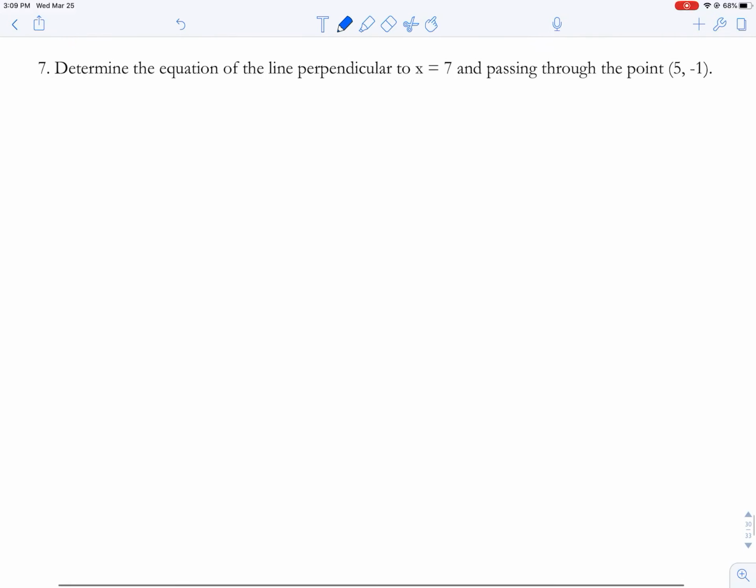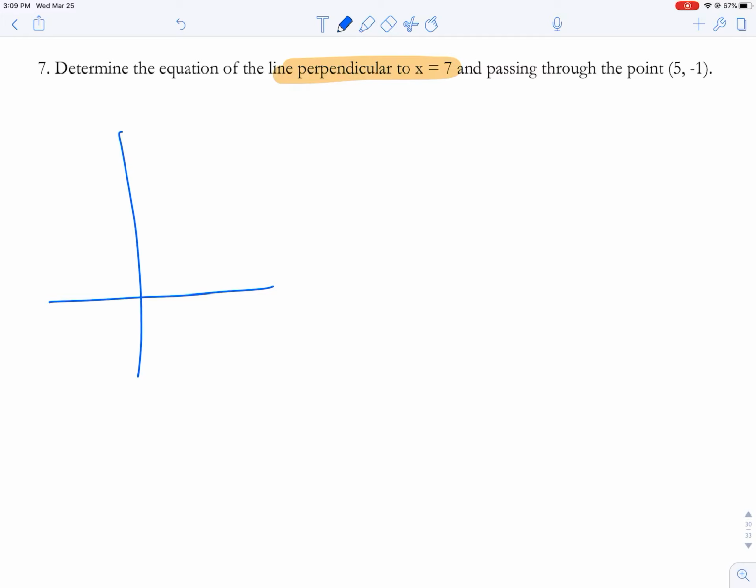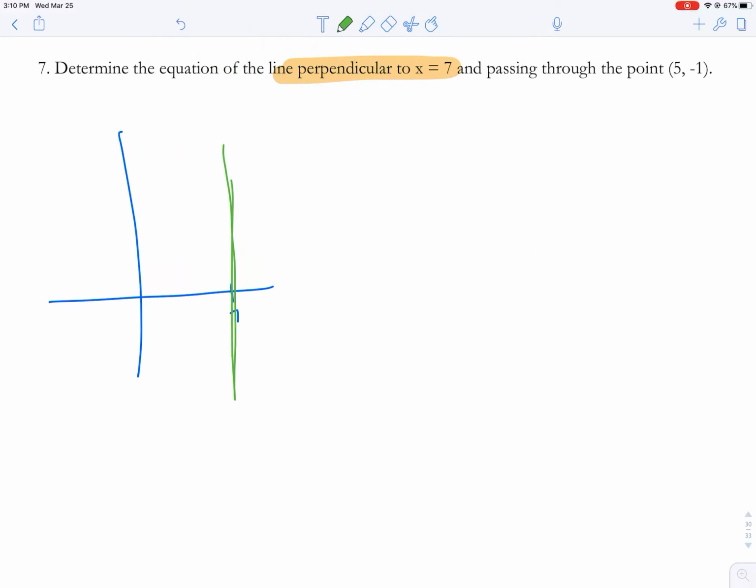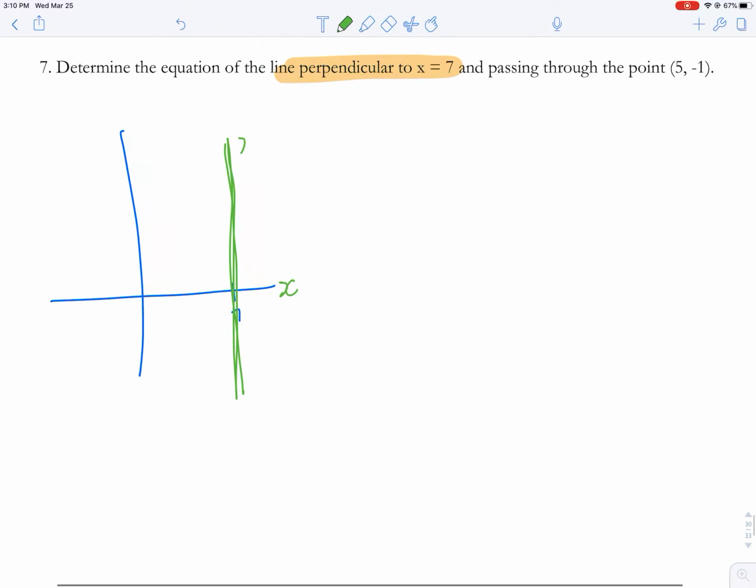For question 7, it says determine the equation of the line perpendicular to x equals 7, and then it goes through the point. So if I were to draw this, x equals 7, my line would look like this. It's a vertical line that goes through x at the point 7. They say now I've got a new point that's at 5 across and down 1. So my new point, 5, minus 1, is here.